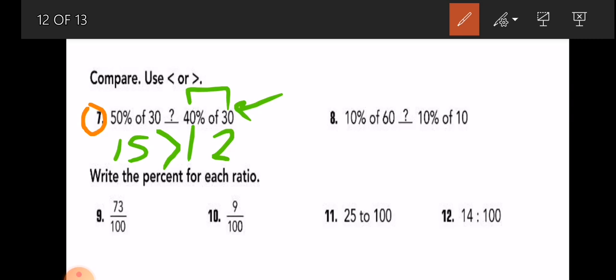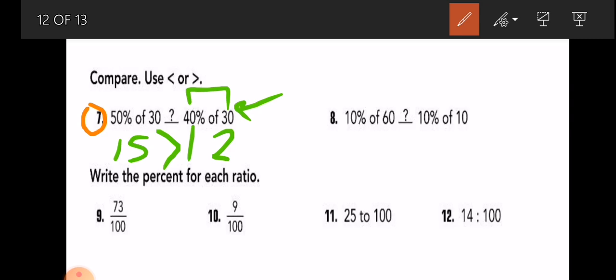Question number 8. 10% of 60 and 10% of 10. First, let's try to make it mentally, because here I have 10% and here 10% also. If the 60 I cut it to 100 and took 10 parts of it, will be greater, or the 10 I cut it to 100 and took 10% of it? Which one will be greater? I want you to think, and I will show you also how to make it with the steps.